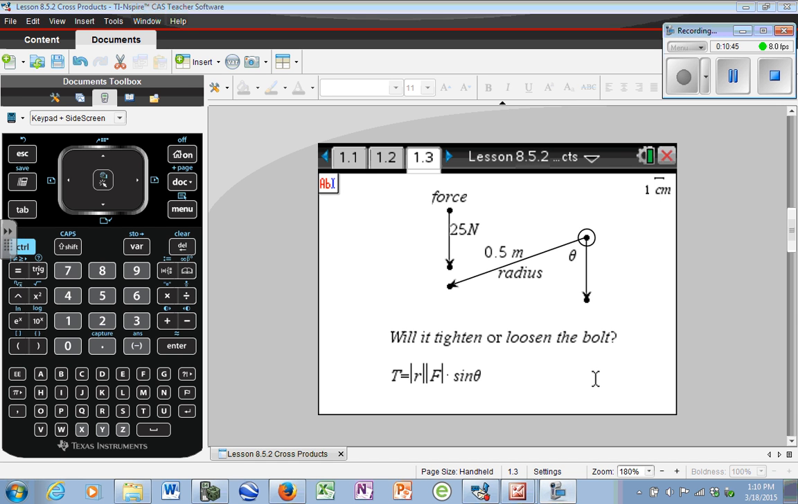Okay? And so if we plug these in and do the math, we're going to find out if it's going to loosen it or if it's going to tighten it. We're going to find out which direction we're pushing the thing. Obviously, you can figure out which way the wrench is going to go around and what should happen, but we'll demonstrate that with the math.